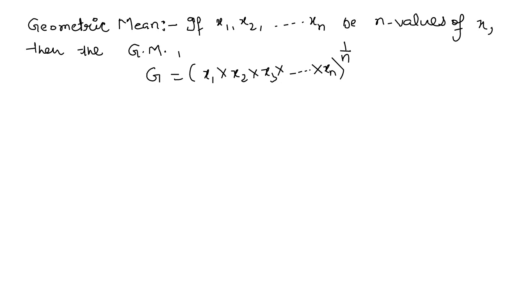If three numbers are given, then just simply multiply these three numbers and then take its cube root. If two numbers are given, then multiply the two numbers and then take its square root. So if n numbers are given, multiply n numbers and take its 1 by nth root.